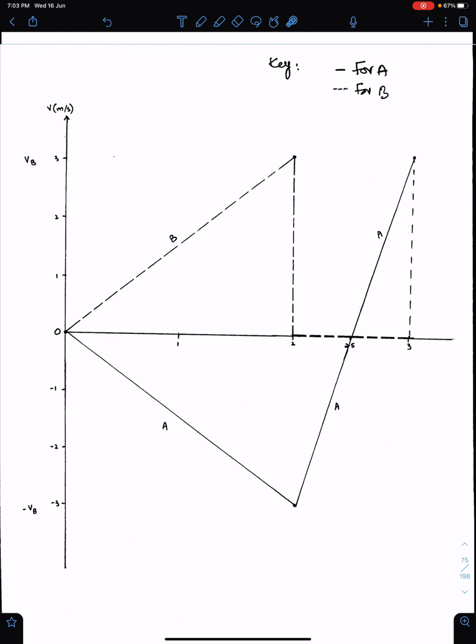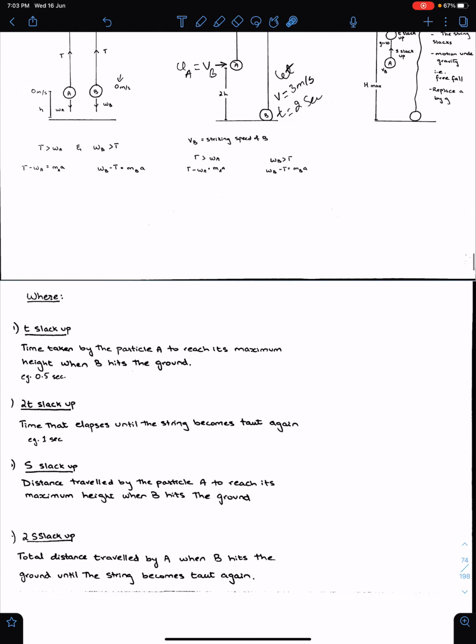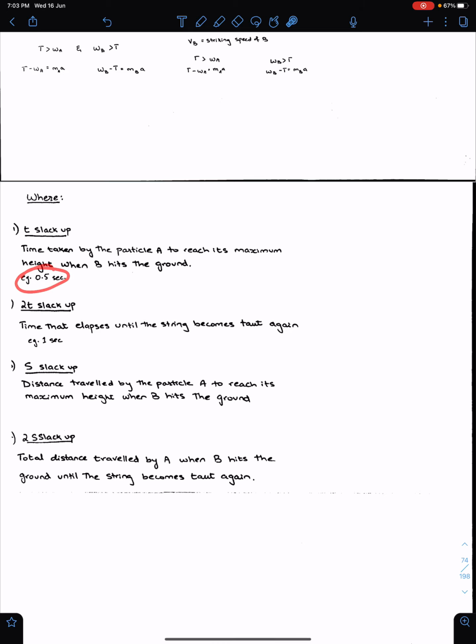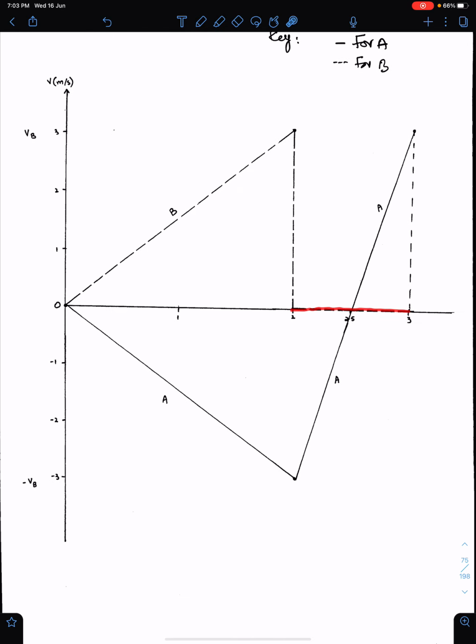And this is the velocity time sketch of the motion of both the particles. This is the sketch of particle B. Particle B starts from rest and it hits the ground with a speed of 3 meters per second in 2 seconds, and it will remain at rest for a further 1 second, because this time is 0.5 seconds, T slack up, and this total time is 1 second. So B will remain at rest for 1 second. Make sure you mention this thing. This means B remains at rest for a further 1 second.